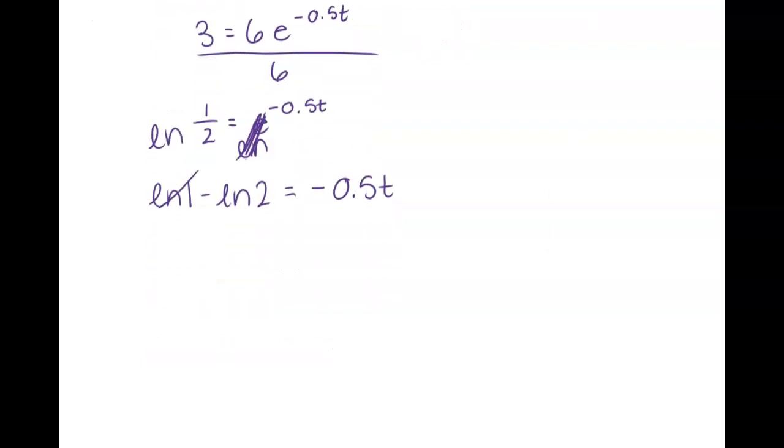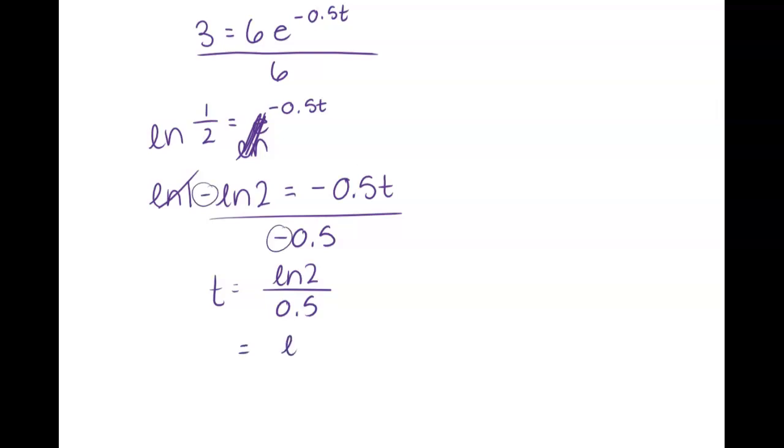Natural log of 1 is 0, so if we divide by negative 0.5, t ends up being natural log of 2 over 0.5, because these negatives will cancel. This is the same as natural log of 2 divided by 1/2, and since dividing by 1/2 is the same as multiplying by 2, we end up with t equals 2 natural log of 2 seconds.